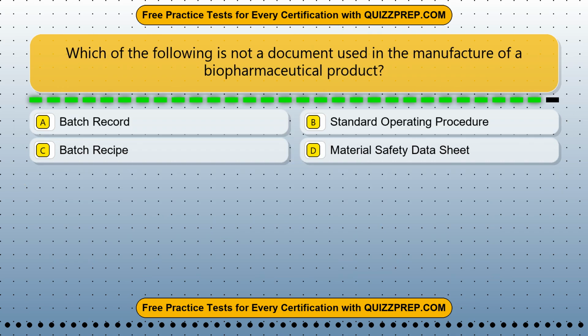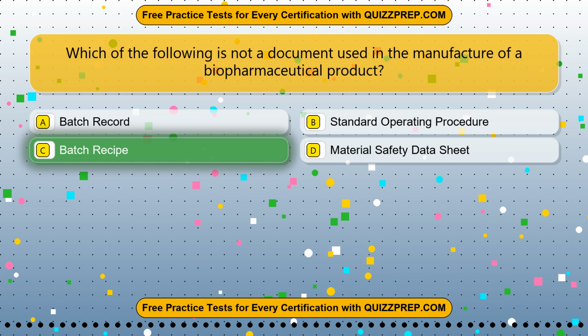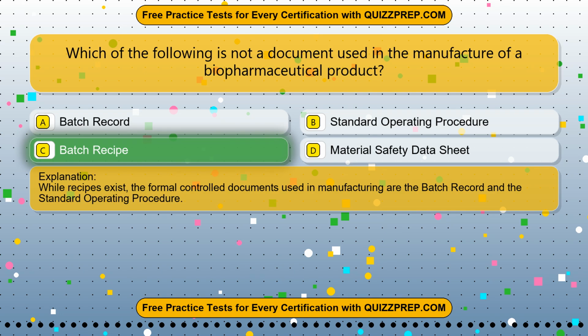Question 51. Which of the following is not a document used in the manufacture of a biopharmaceutical product? Option A, batch record. Option B, standard operating procedure. Option C, batch recipe. Option D, material safety data sheet. The correct answer is option C, batch recipe. While recipes exist, the formal controlled documents used in manufacturing are the batch record and the standard operating procedure.